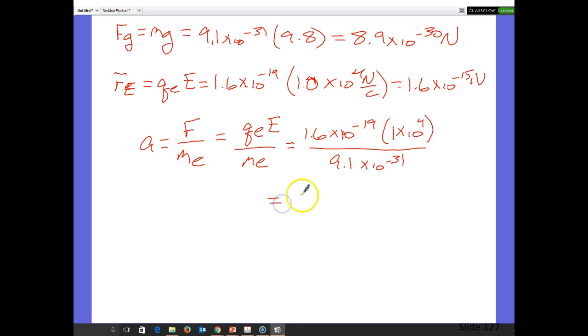And so here we end up with an acceleration of about 1.8 times 10 to the 15th meters per second squared. Since the charge on that electron is negative, the direction of the acceleration is opposite to the electric field. So in that figure it'd be going to the right, going left to right. So that's finding that acceleration of that particle as it moves through.